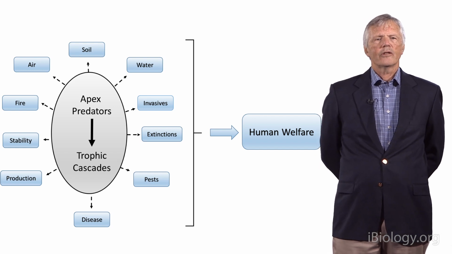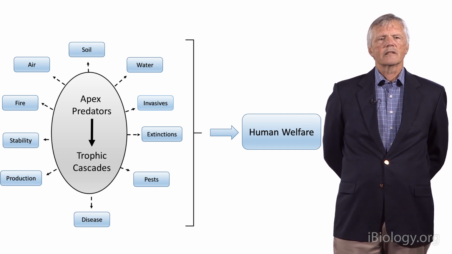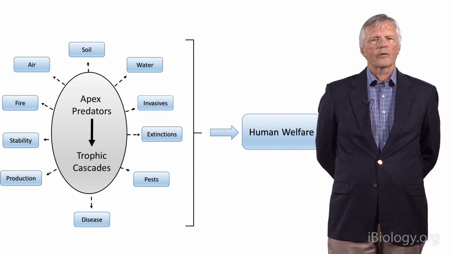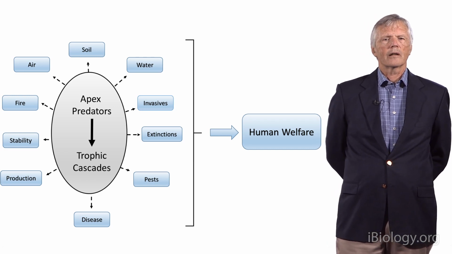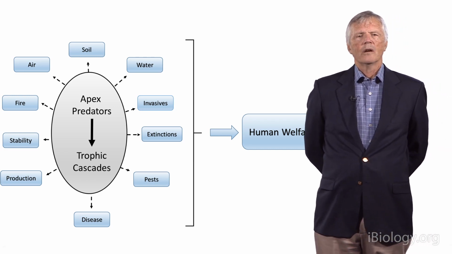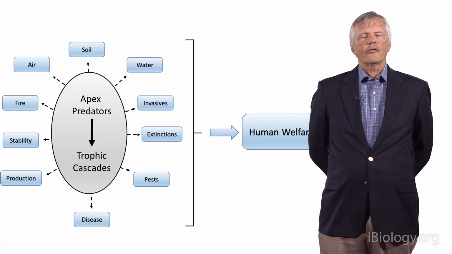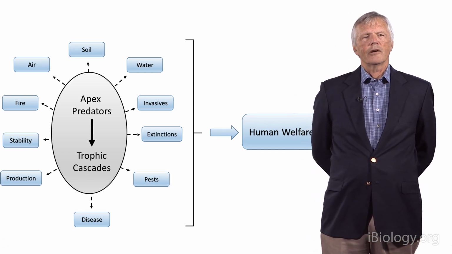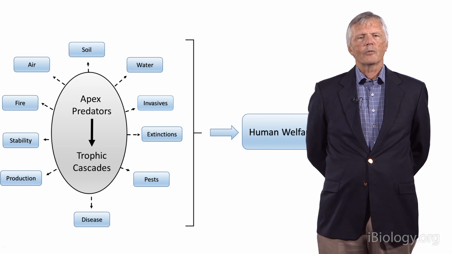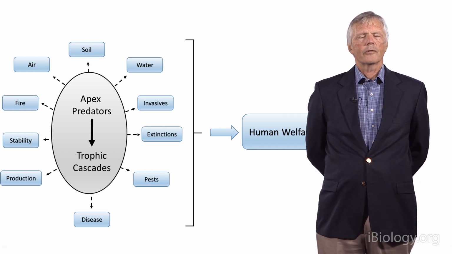And in many cases, these indirect effects of apex predators on other components of the ecosystem bear very directly on human welfare. So if it's not just ecology that you're interested in, but how ecology influences people and human welfare, these are things that are important to us.